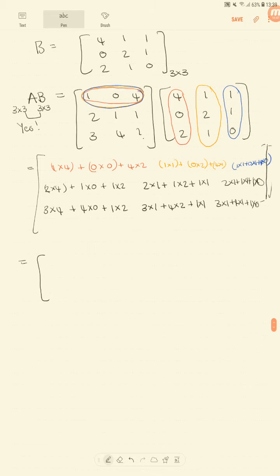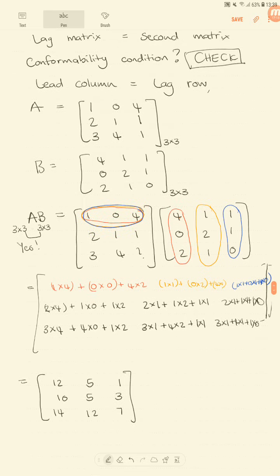If we then calculate this, it is 12, 5, 1, 10, 5, 3, 14, 12, and 7. So again, first check the conformability condition with matrix algebra. Is the column of the lead matrix equal to the row of the lag matrix? In this case, 3 by 3, so yes, it's conformable.